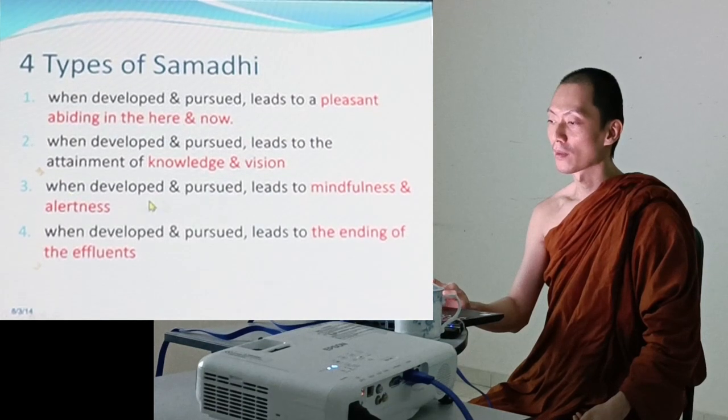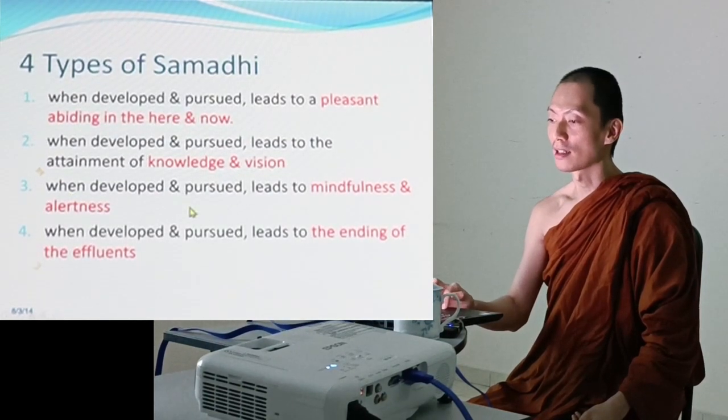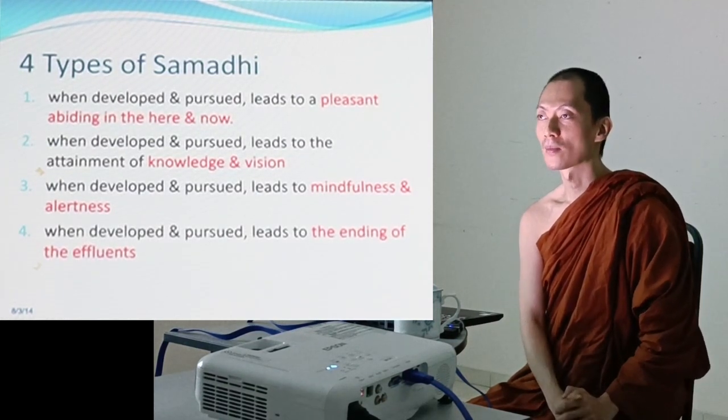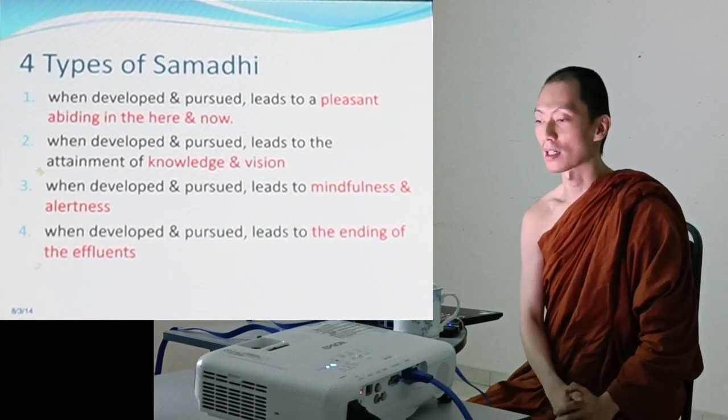And the third kind is mindfulness and alertness. So mindfulness of impermanence will lead to this one. Yeah, so the Bojjhanga kind of samadhi is the third one.